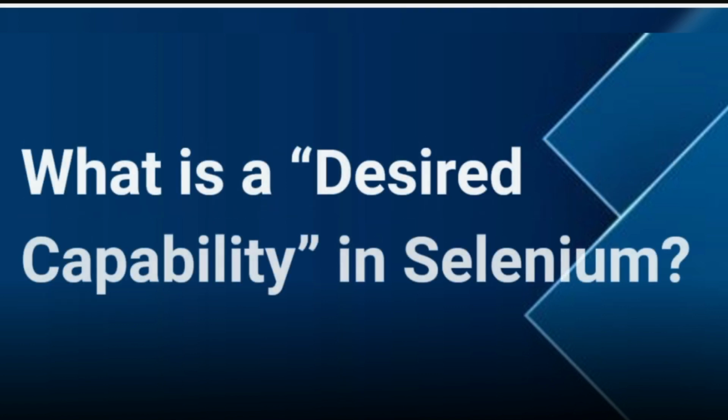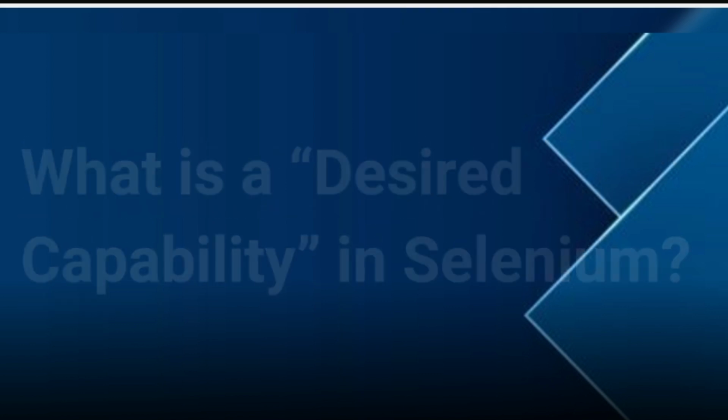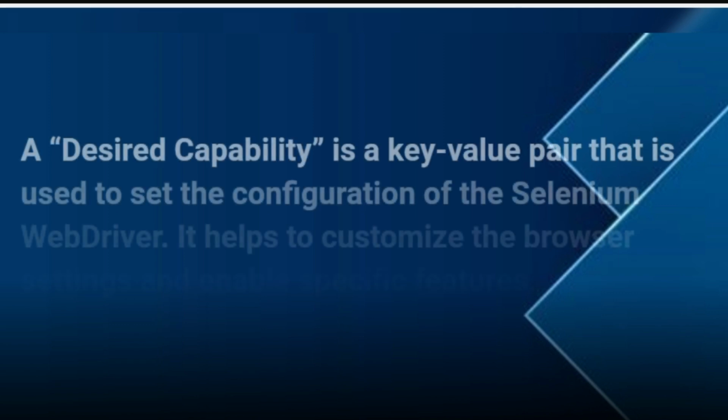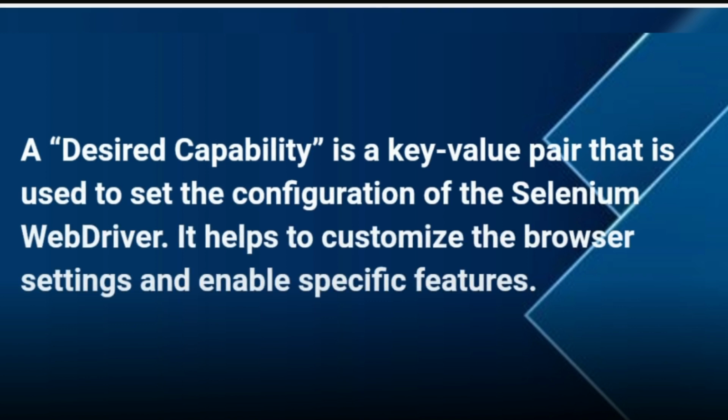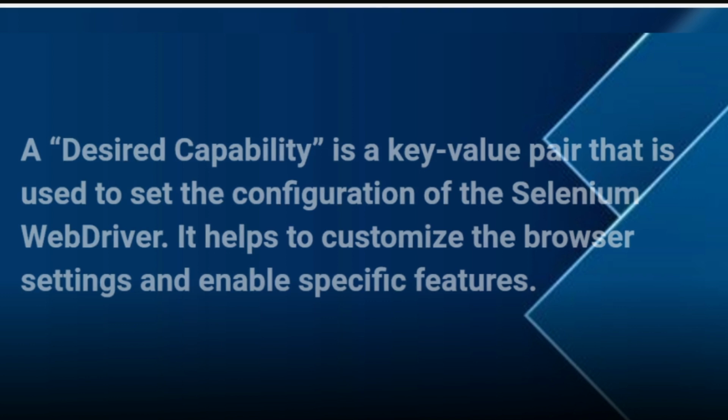What is a desired capability in Selenium? A desired capability is a key-value pair that is used to set the configuration of the Selenium WebDriver. It helps to customize the browser settings and enable specific features.